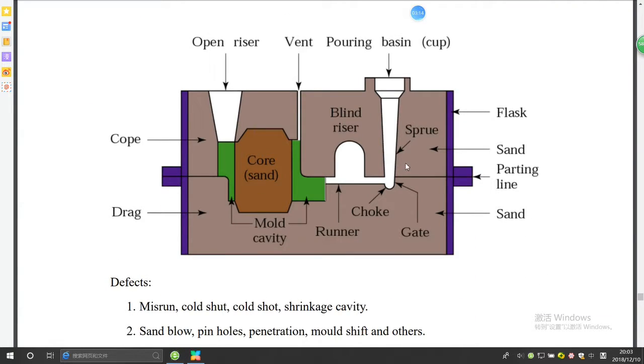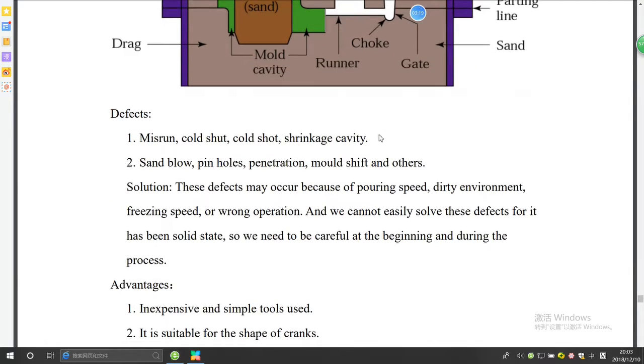You can see it is a picture of die casting of cranks. The defects of that are misrun, cold shut, shrinkage cavity, sand block, pinhole, penetration, mold shift, and others. These defects may occur because of poor speed, dirty environment, freezing speed, or wrong operation, and we cannot easily solve those defects once it has been in a slowed state, so we need to be careful at the beginning and during the process.